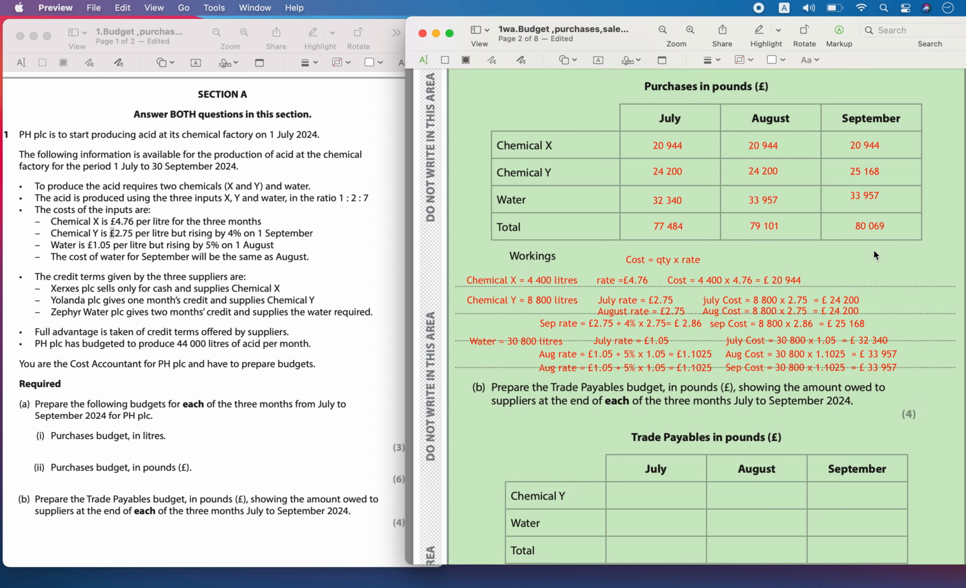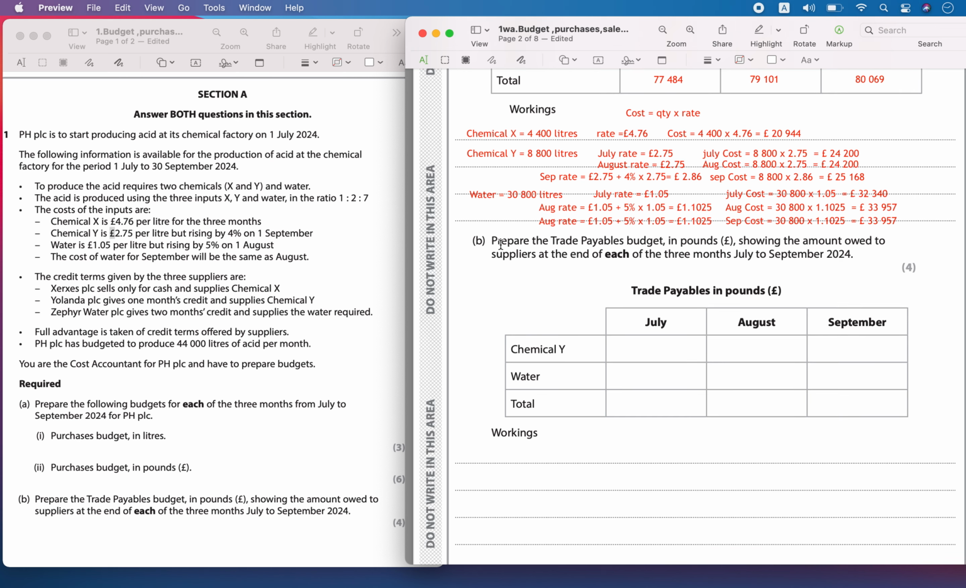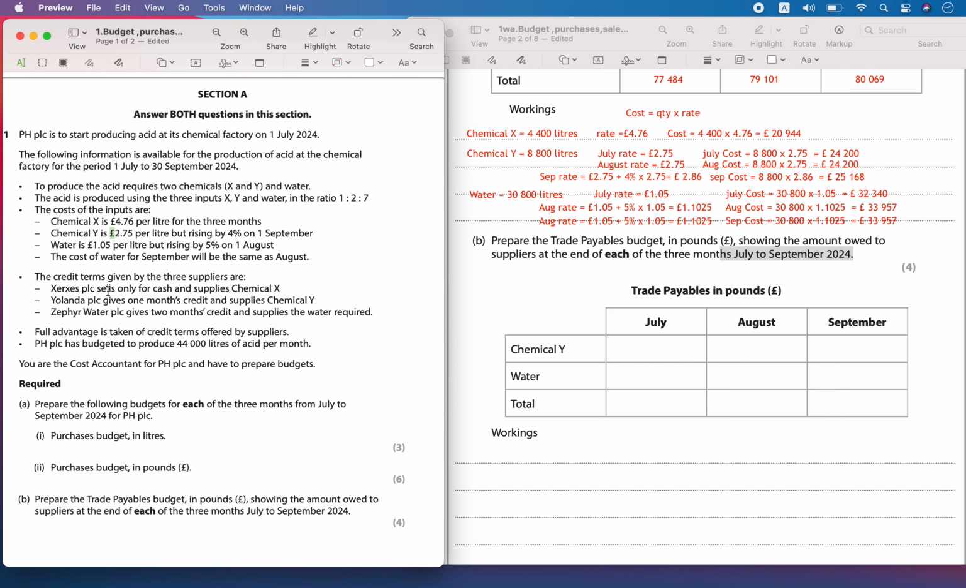Okay, 80,069. So these are the total purchases cost for purchasing all these chemicals and making 44,000 liters of acid during the 3 months. Then the next question is, prepare the trade payables budget in pounds showing the amount owed to the supplier at the end of each month for the 3 months July to September.